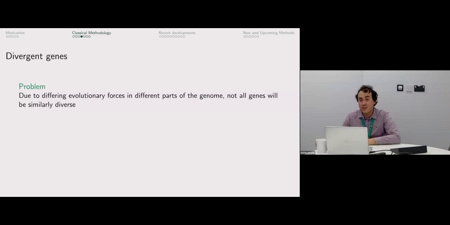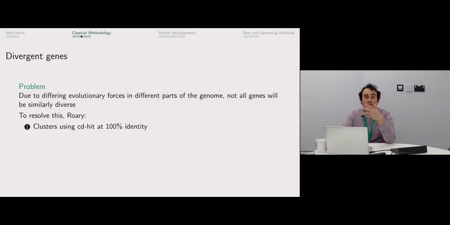So these protein clustering algorithms only allow us to cluster everything at a single threshold. Whereas in reality, the same clustering won't work for every single gene in the pangenome. So to get around this, Roary does two things.